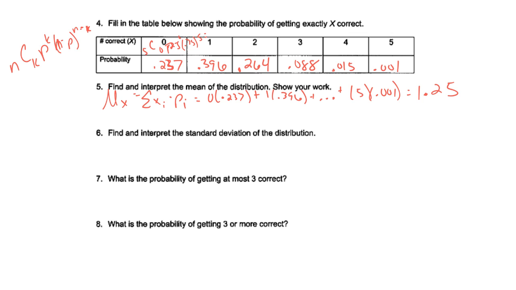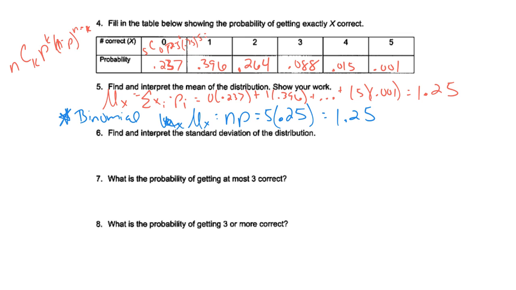But we already determined this is a binomial. So when it's a binomial, your mean of x is equal to n times p. In this case, my p is 0.25 and my n is 5. When I multiply those, I get the same thing. So with the binomial distribution, you can use the n times p formula. That's going to be a takeaway in case you're not catching on to that.